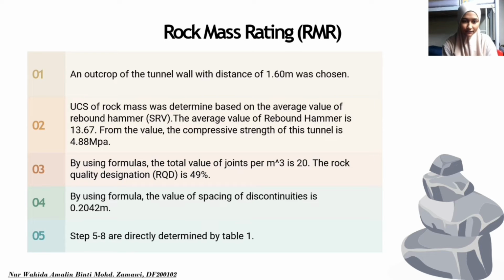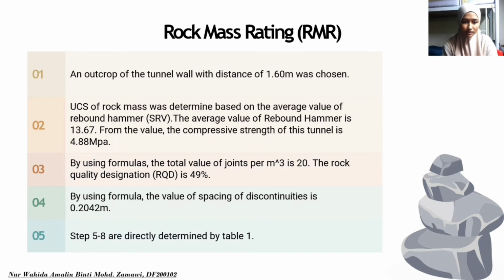I will continue my presentation for rock mass rating, RMR, by Bieniawski 1989. First, we have the core of the tunnel wall, where the distance is 1.60 meter. Next, we calculate the UCS of the rock mass, which we determine by using the rebound hammer, and the average value is 13.67. The compressive strength obtained from the value is 4.88 MPa.